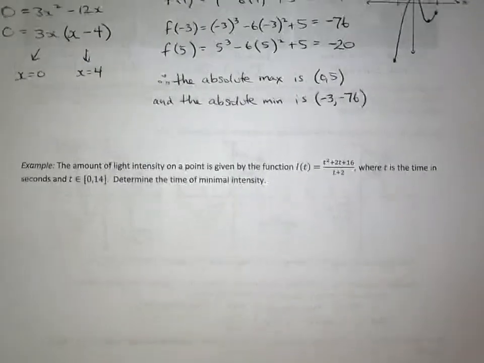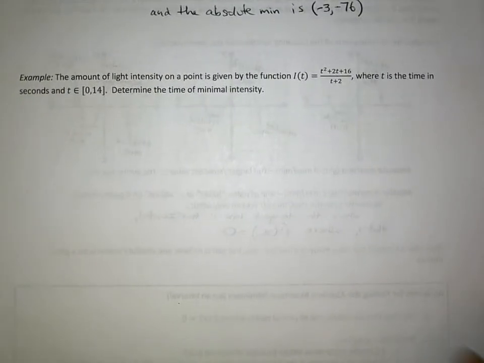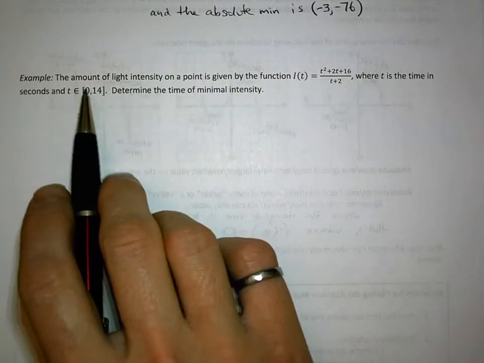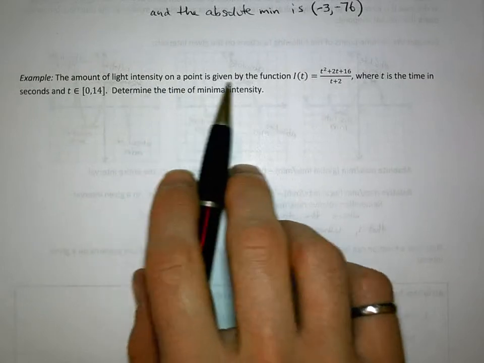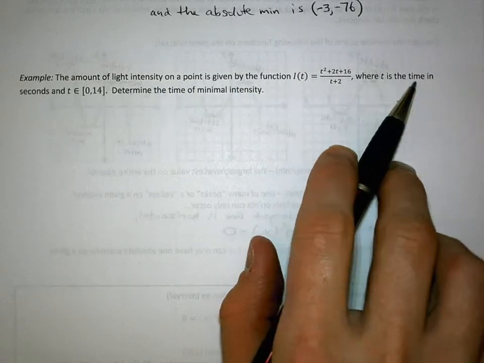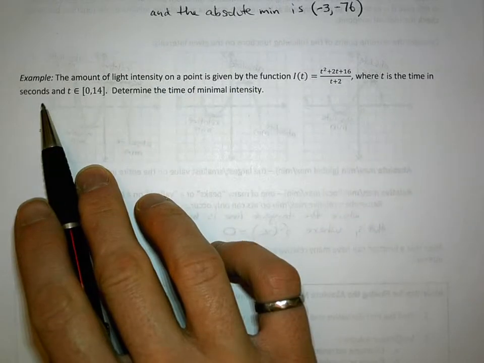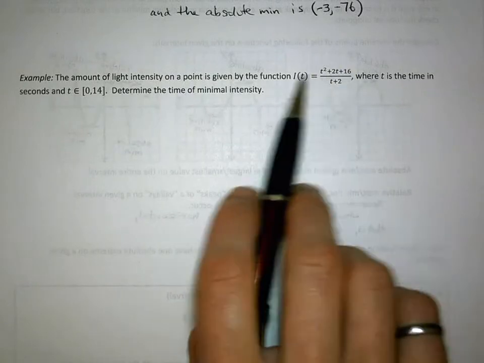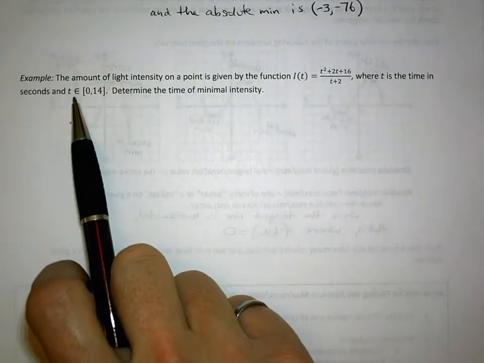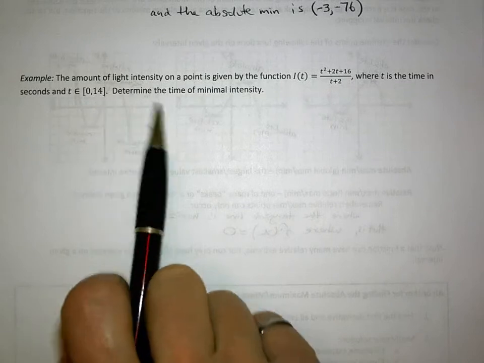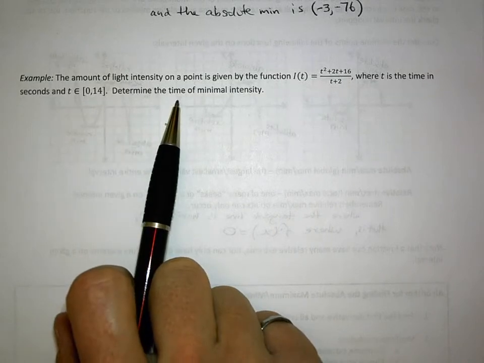We're going to be looking at a lot of word problems in our next lesson, but we have one more for you to get excited about. The amount of light intensity on a point is given by this function, where t is the time in seconds. So as time goes on, the amount of light changes. And time can only be between 0 and 14. Determine the time of minimal intensity.